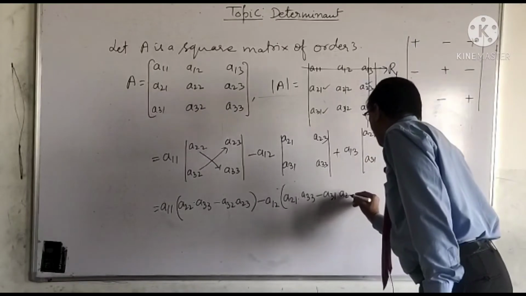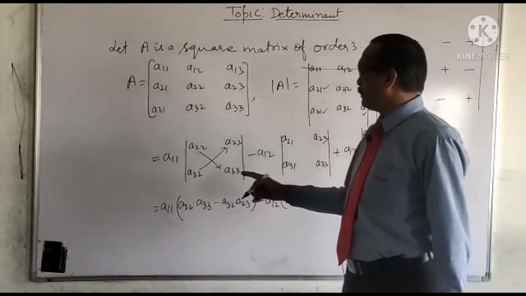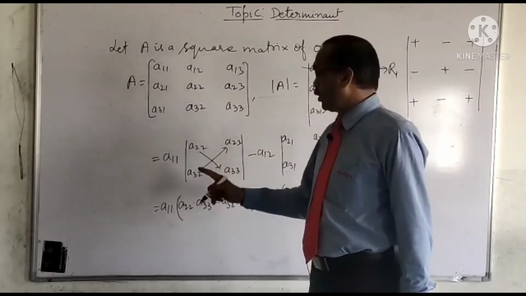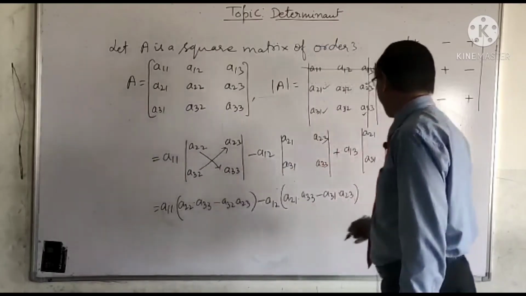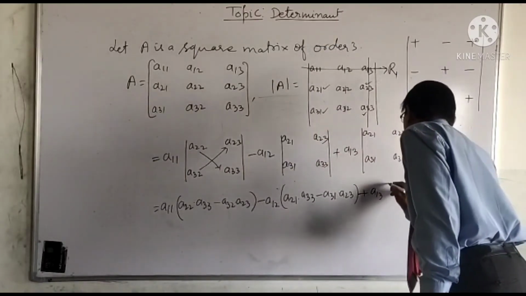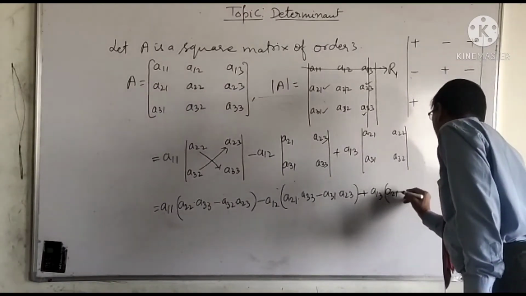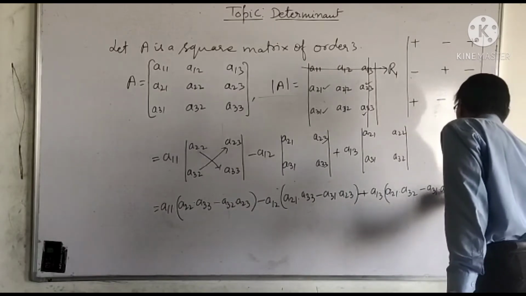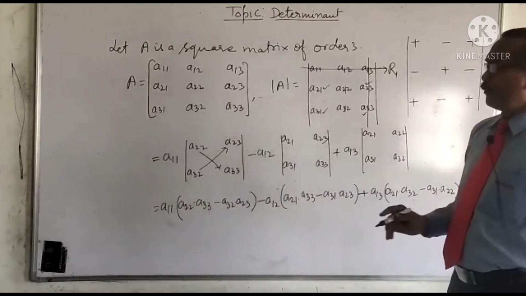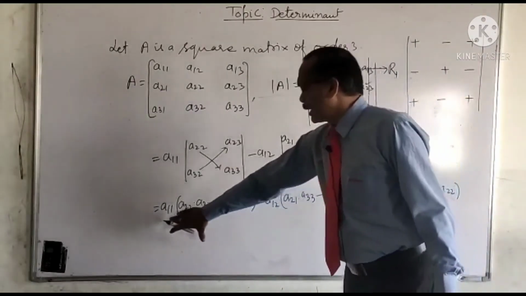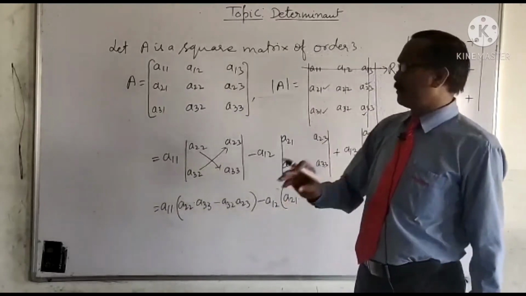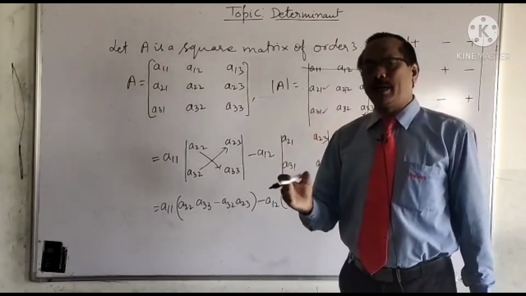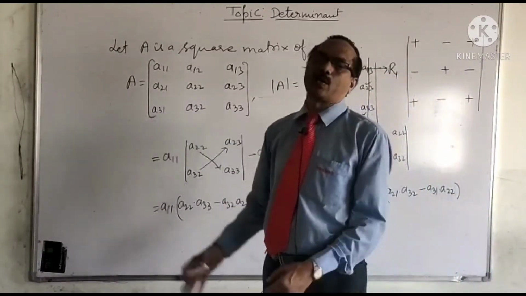A31 into A23. Student, as you know, when we multiply up to down, there is a positive sign. When we go down to up, there is a minus sign. Plus A13 into A21 into A32 minus A31 into A22. When we solve all the brackets and multiply with these numbers, we will get a particular unique number, which is the determinant of this square matrix.